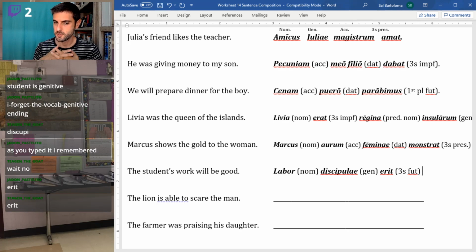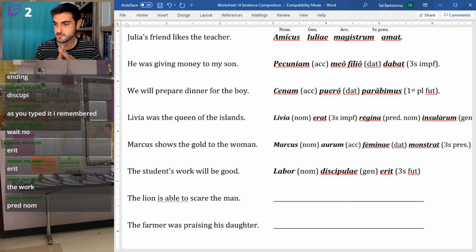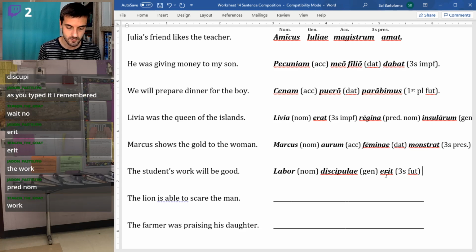Now what about the adjective good? What is it describing? And what case is the work? So you got to make it the same case. Prednom, excellent. So labor happens to be masculine. So bonus. And that's another nominative here. Labor discipulae erit bonus. The work of the student will be good. The student's work will be good.